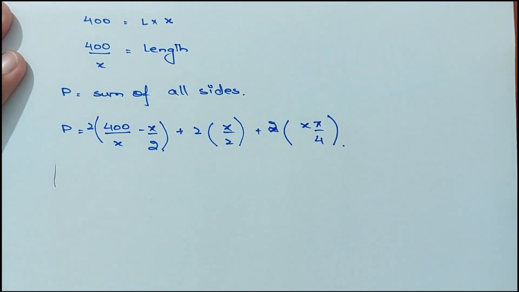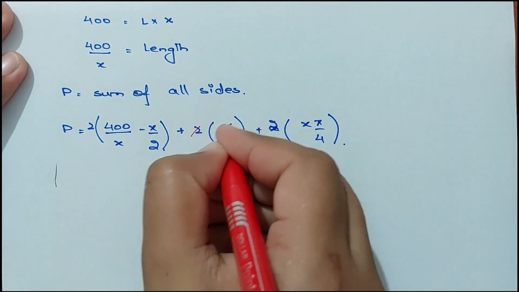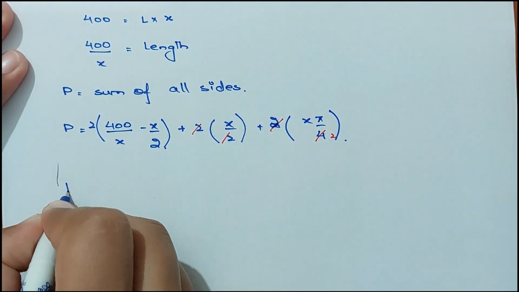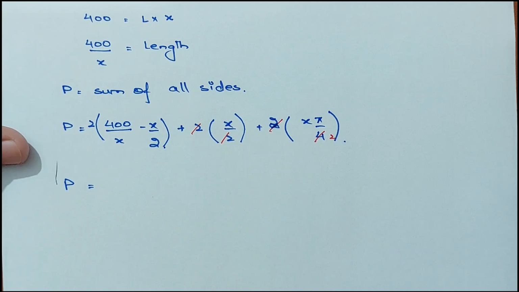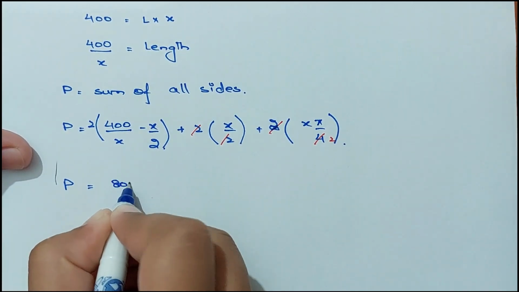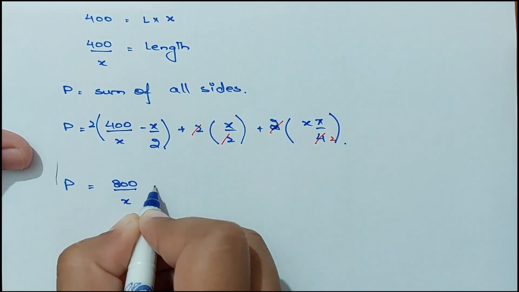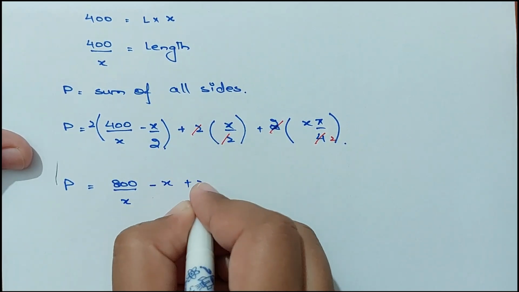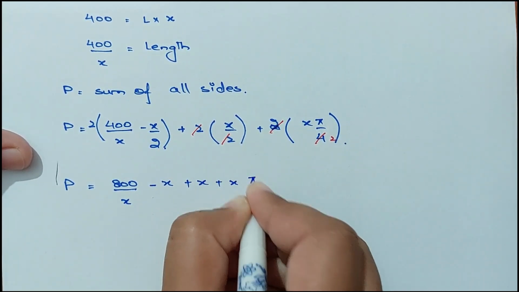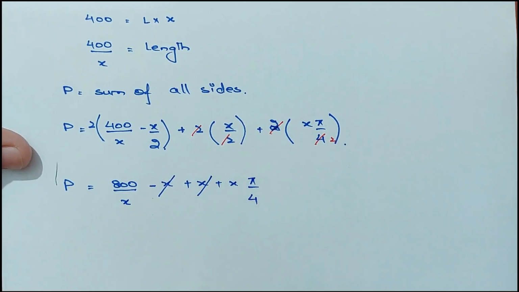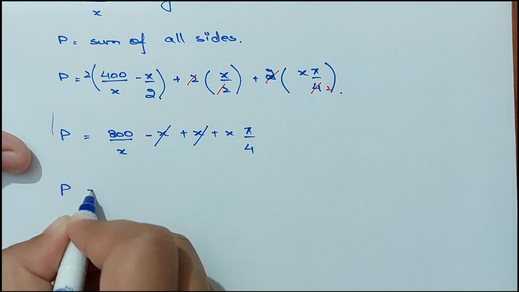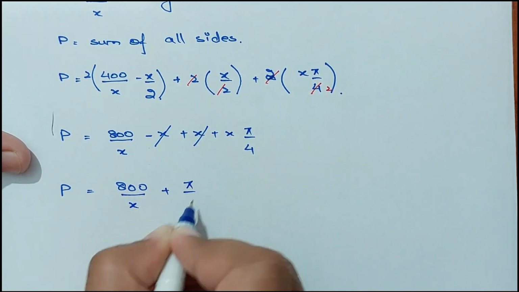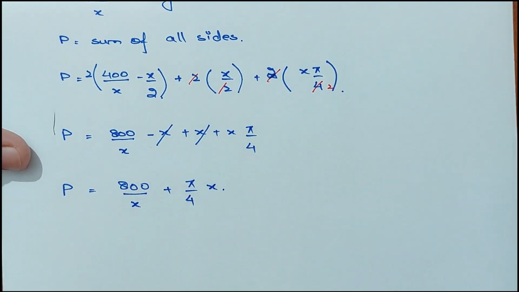Okay, let me simplify this further. So this 2 is cancelled with 2, this 2 is cancelled with this 4. So P is going to be 800, 2 times 4 is 8, over x minus x, this 2 is cancelled with 2, just x, plus this is just x, plus x and pi by 4. So positive and negative x's cancel out. So P, the parameter, is 800 over x plus pi by 4 x. This is just left, right?